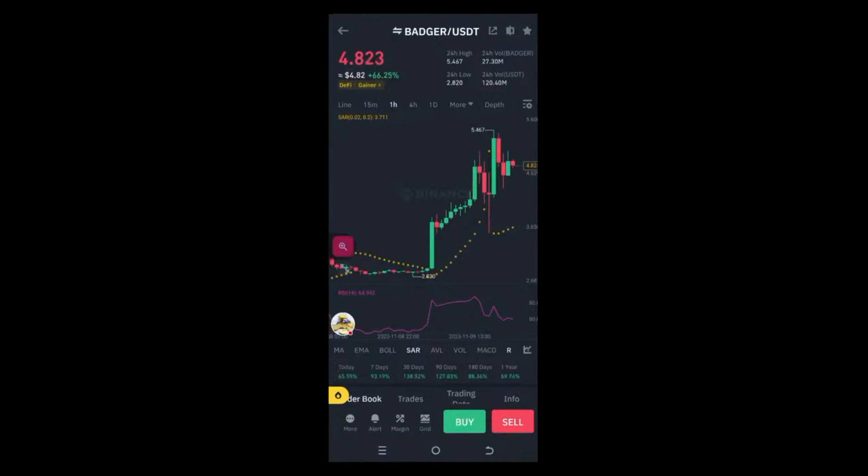Okay, so let me go ahead. So first off, like I said, the parabolic SARs have to be underneath. We've seen that. Then it must be in pump mode. So even though the parabolic SARs condition has been met, it's not in pump mode. All right, so those are the two things.